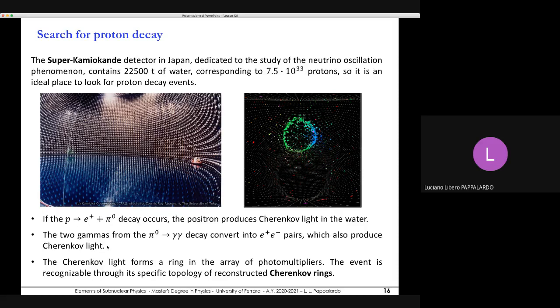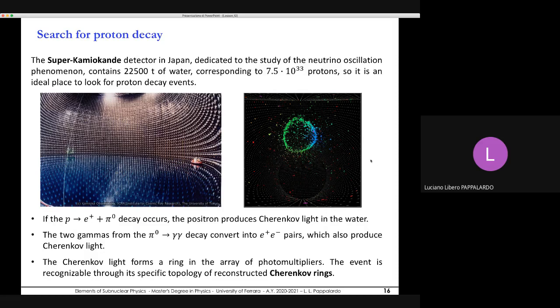Okay. So at the end, Cherenkov light is formed in a cone, okay. And when you project the cone onto your layer of detector, at the end you get a ring. So the Cherenkov light forms a ring in the array of photomultipliers, and the specific event of a proton decay could be recognizable through the specific topology of rings that one observes in this photomultiplier array. Okay.